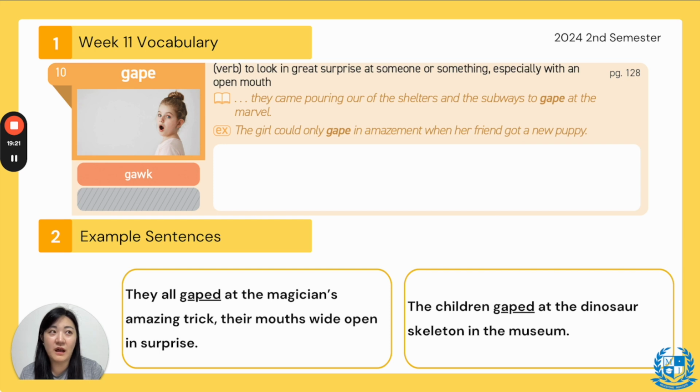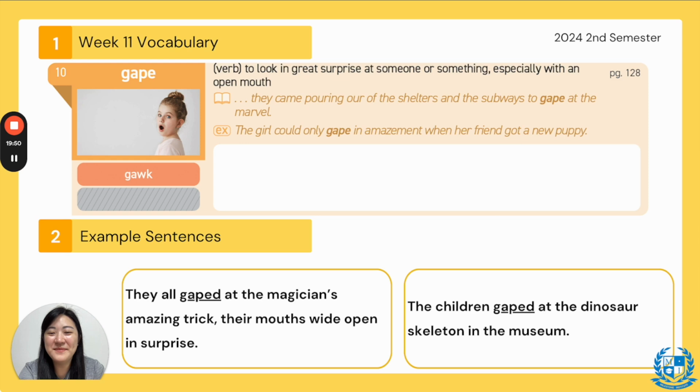So you're like, gape, like the girl in the picture above. In the book it says they came pouring out of the shelters and the subways to gape at the marvel. So change this "hour" in your book and change it to "out", please. They came pouring out of the shelters and the subways to gape at the marvel. So they're like, wow.